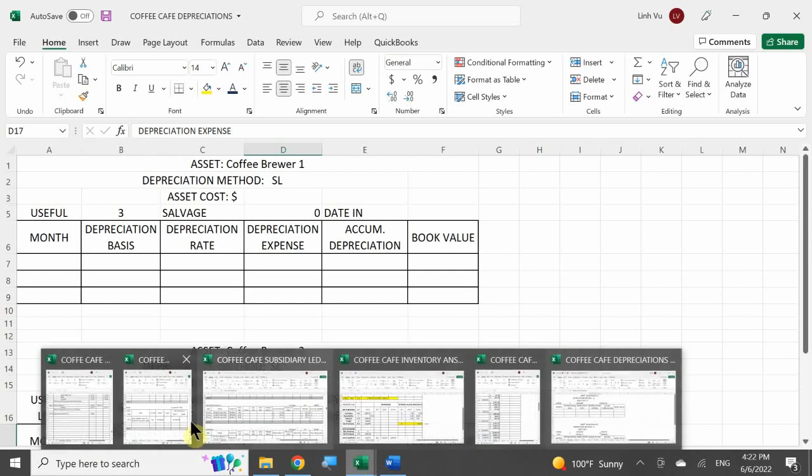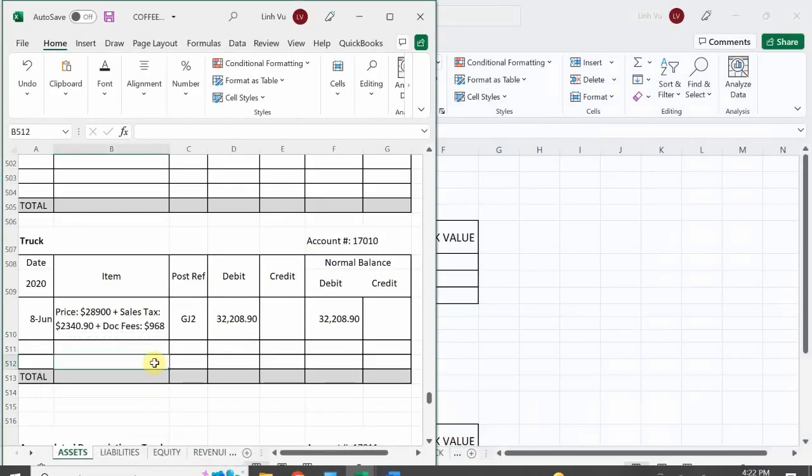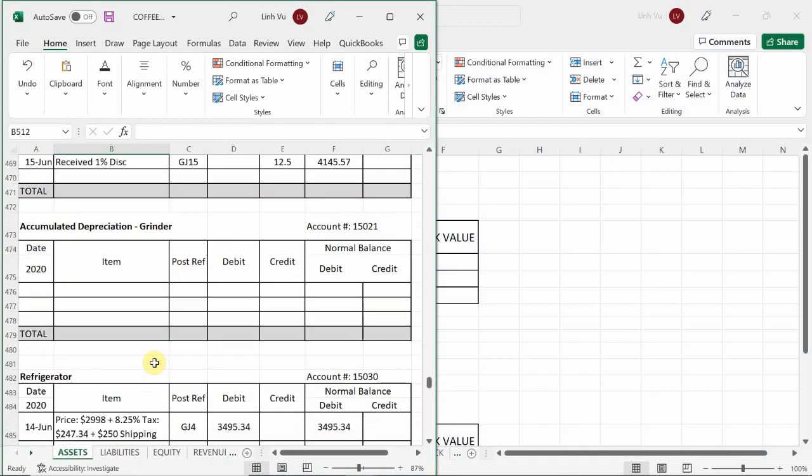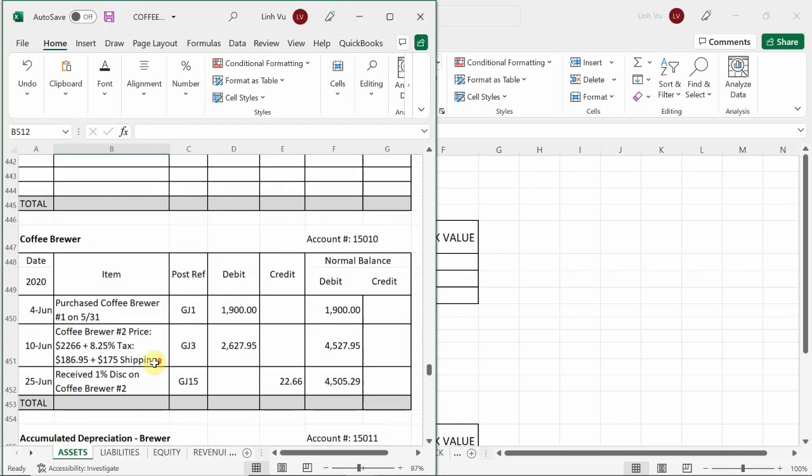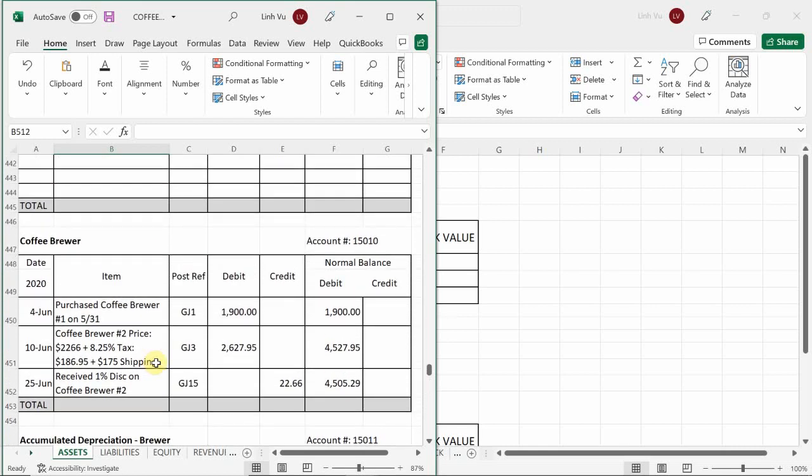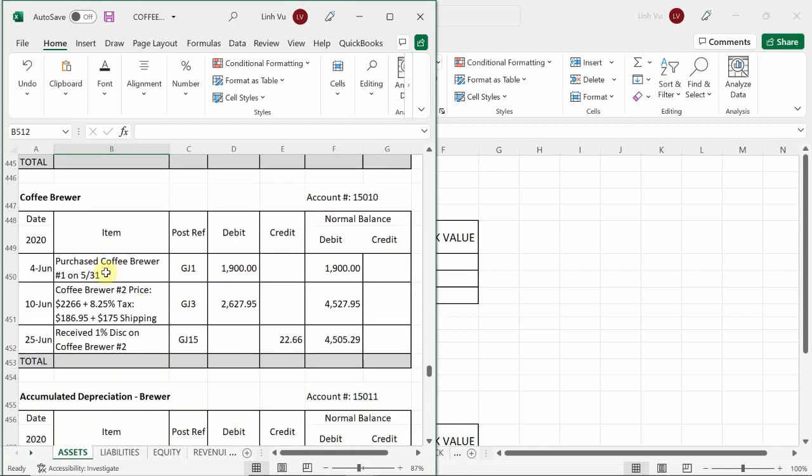So let's go to our ledger and figure out what those costs are. For the very first coffee brewer, we know that when we purchased it, it was a total of $1,900. And when did we buy it? We bought it on the 31st of May. So in this case, we established it as of June 4th. In this case, you recognized it as of May 31st.